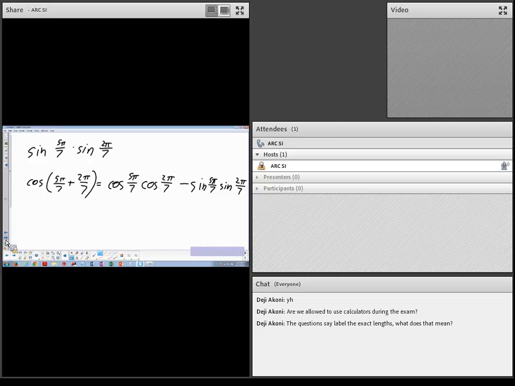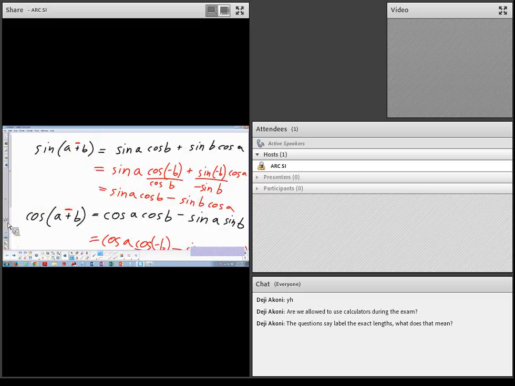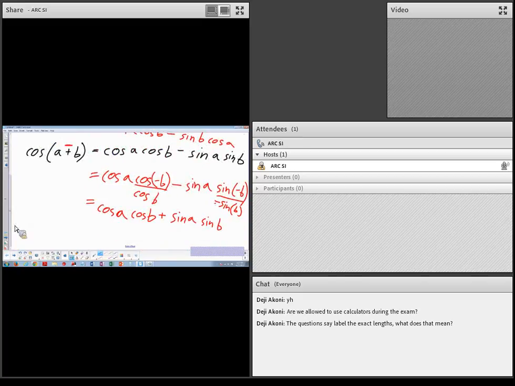Okay, well, here's a cool trick that will be helpful later. Do this one, and then, because you have a product, you can also do cosine of 5 pi over 7 minus 2 pi over 7. And we just said that that equals the same thing, only you change this sign.